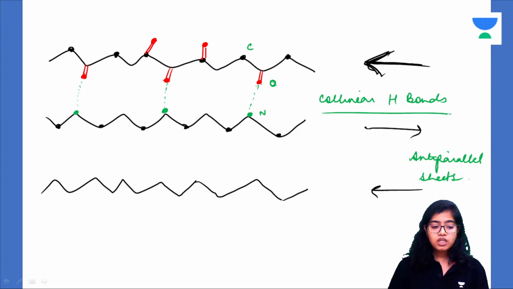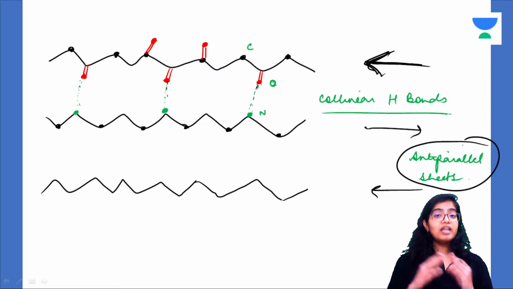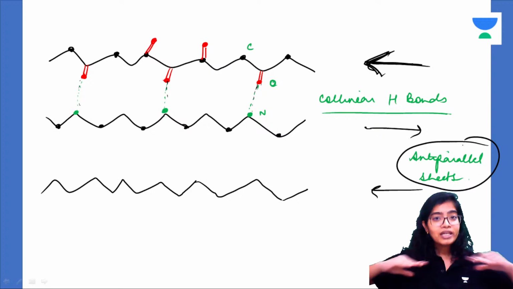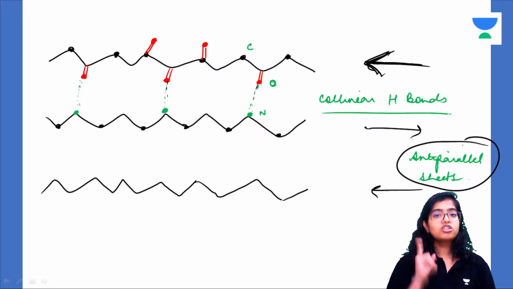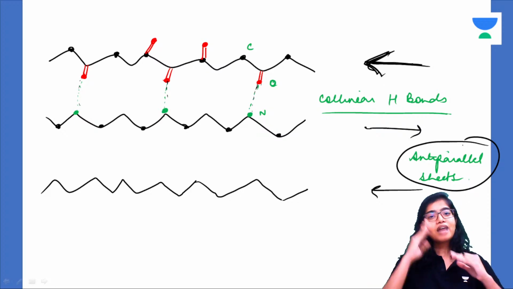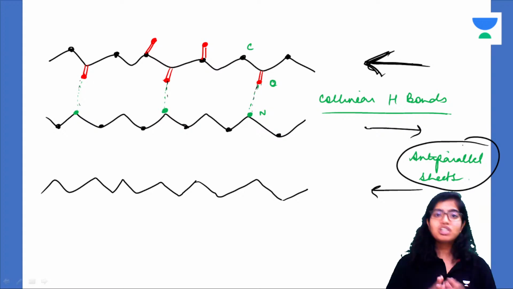Now these will be collinear hydrogen bonds like these between the two sheets. These are collinear, therefore the anti-parallel structure is preferred. Why? Because I told you, wherever hydrogen bonds are collinear, wherever hydrogen bonds are at 180 degrees, that structure will be preferred. Because that is most stable. If the hydrogen bond is bent, then it will not be that stable.